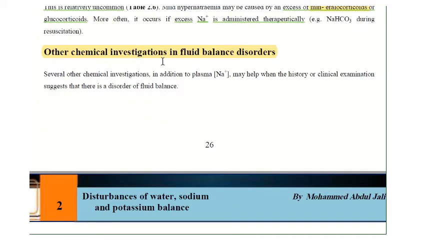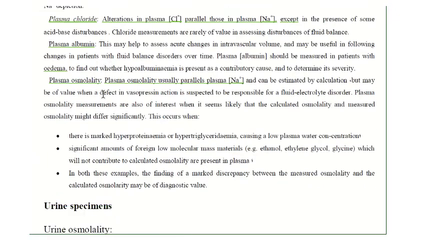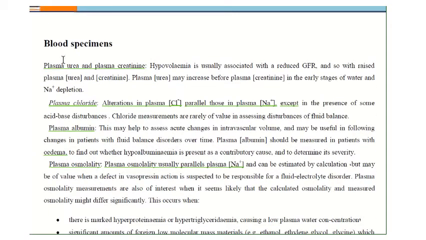Other chemical investigations and fluid balance disorders. There are several other chemical investigations in addition to sodium concentration that may help when the history or clinical examination suggests that there is a disorder of fluid balance. فشنو هاي other investigations؟ مثلا في ال blood specimens البلازما يوريا and plasma creatinine.